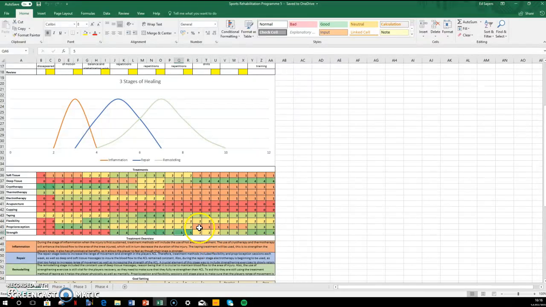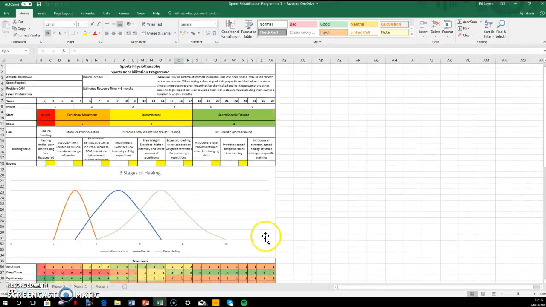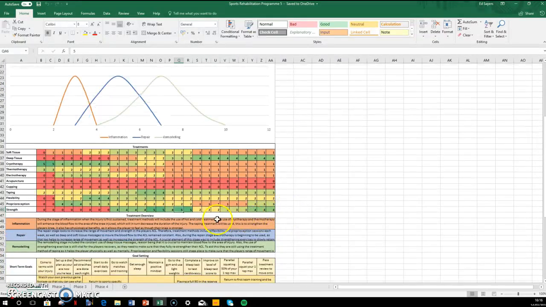Proprioception, starting off again quite light, and then maybe building it up again in the last few weeks of the injury recovery, as they're starting to do more sport-specific work, so they need quick reactions. And then strengthening, I started off quite slowly with a 2, building up to a 3 and then up to a 4 as they're really building their strength up again to hopefully get back out onto the pitch.